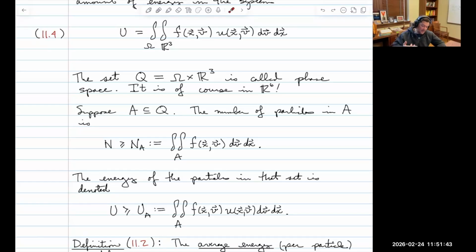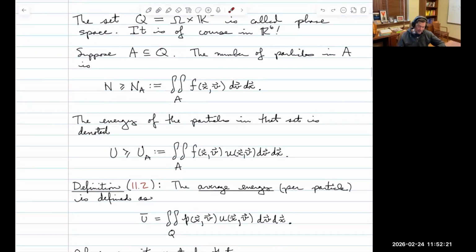So now we can play a kind of game. If I have a subset of that phase space, then I can define the total number of particles in that subset. So this might be the subset of particles near the wall somehow with a certain velocity range. Well, I can calculate how many particles I expect to find in that subset just by doing this integral here. Okay, so if this is integrable over the infinite domain Q, then it should be integrable over any measurable subset of that.